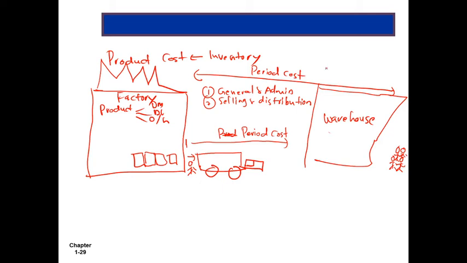Why do we call it period cost? Because period cost is actually an expense that occurs. When this occurs, we will have a time frame to record the expenses, which is a year. Then we will put the expenses in your profit and loss account, which is the income statement. So that's why we call it period cost.